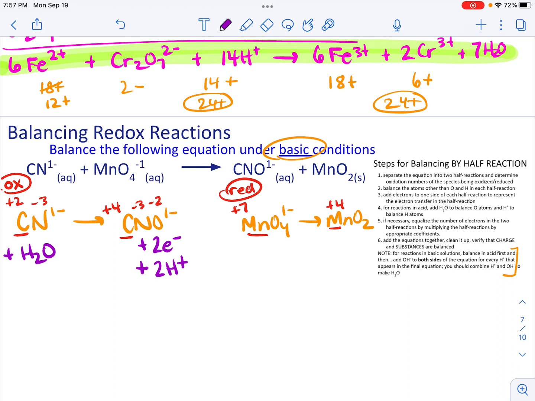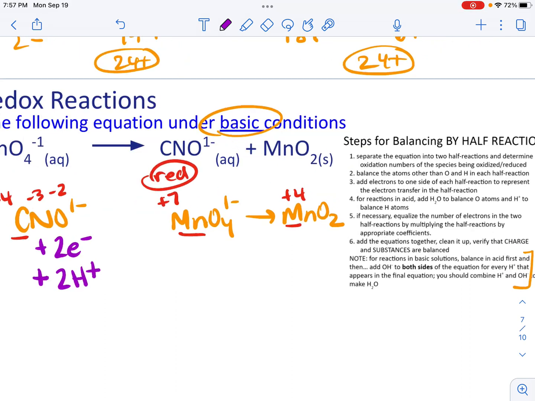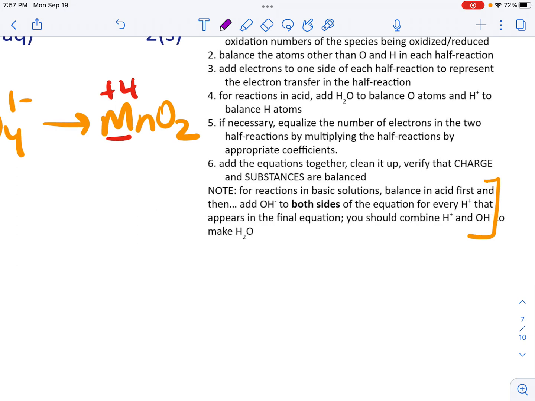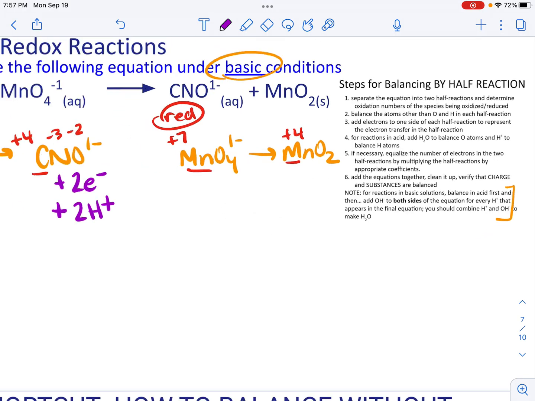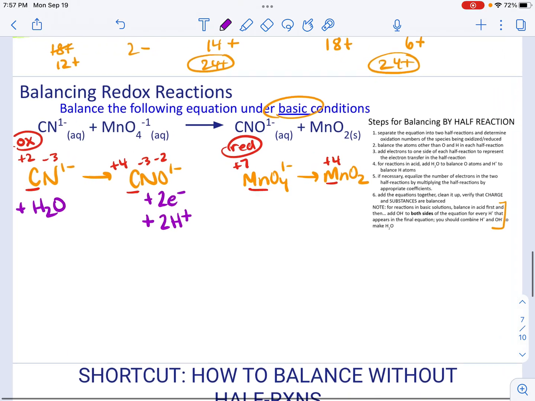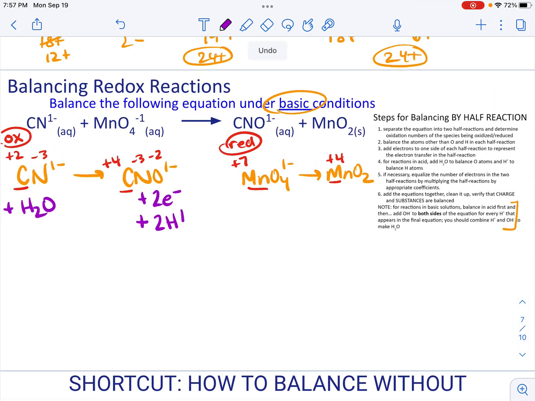Okay, now I'm going to do the same on the right side. Now, if they ask me to do this and they want the half reaction, I have to change this half reaction to a basic reaction. Right now it's acidic because there are hydrogen ions. So this step right here says balance it in acid first, and then add hydroxide to both sides of the equation for every hydrogen ion that appears. You could do this at the end and it would be faster, but if they ask you for half reactions, you have to do it now.